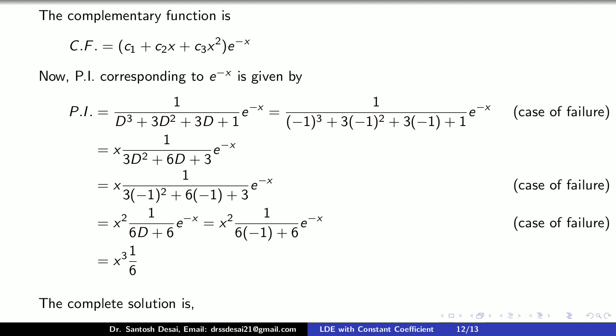So therefore the complete solution of the given equation is y is equal to c1 plus c2x plus c3x square, e raised to minus x, plus x cube divided by 6 into e raised to minus x. So these are some examples on X is equal to e raised to ax. Now you remember the procedure to find the particular integral. The procedure is very simple. That is, you have to replace d is equal to a in the denominator only.